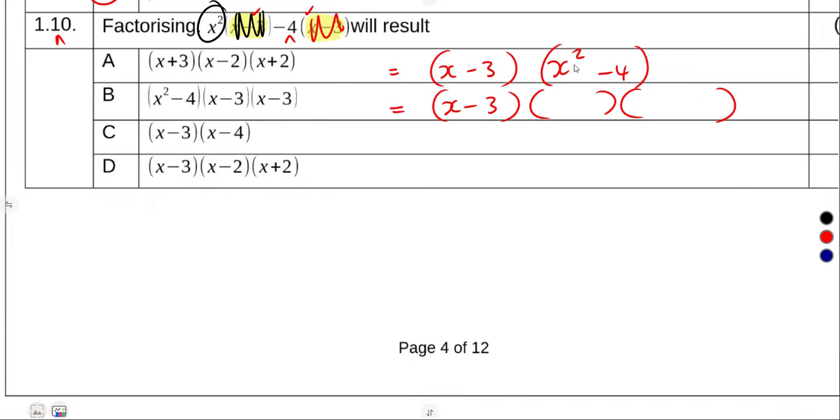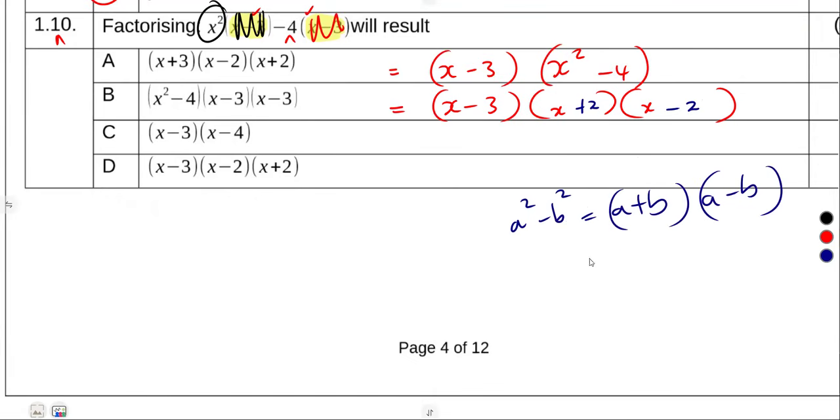That's another bracket, which actually represents a difference of two squares. X squared, a perfect square. 4 is a perfect square. So we know that we're going to have the square root of x squared, which is x, square root of 4, which is 2. So one is going to add, another one is going to subtract from the concept of our difference of two squares. 4 is the same as 2 squared. So one is going to be x plus 2, another one x minus 2.